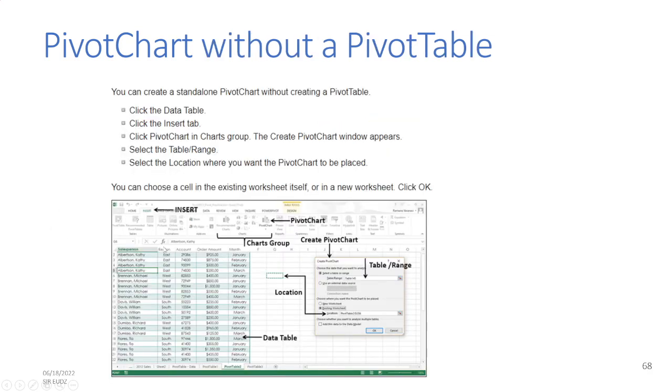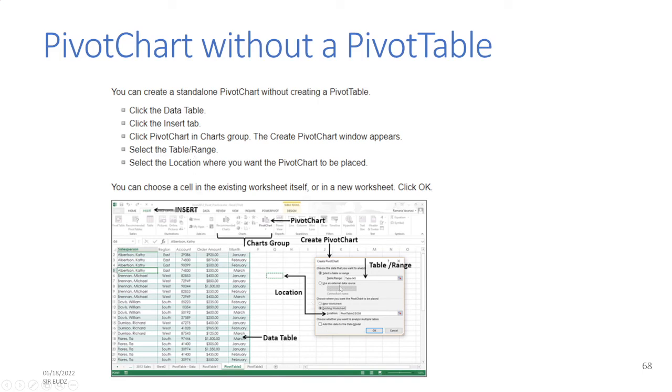Pivot charts without a pivot table. You can create a standalone pivot chart without creating a pivot table. Click the data table. Click the Insert tab. Click the PivotChart in the Charts group. So click here inside the data table, click Insert and then click PivotChart in the Charts group, and the Create PivotChart window appears.